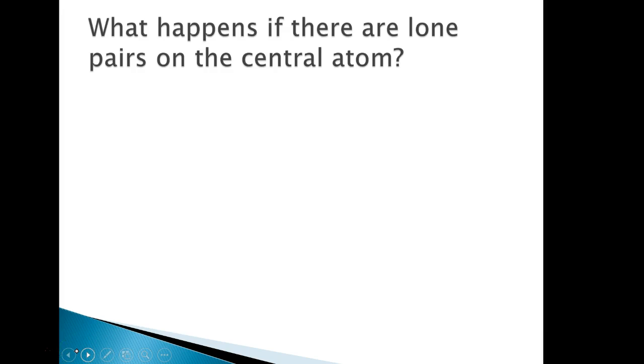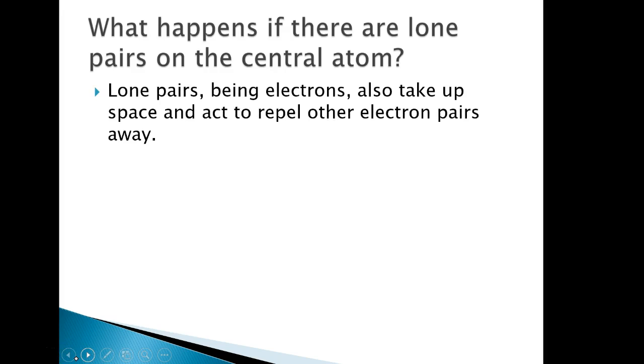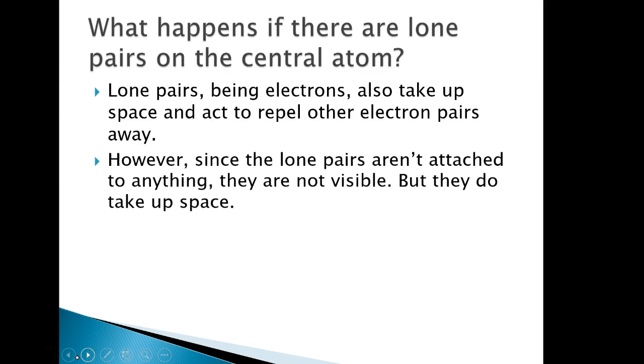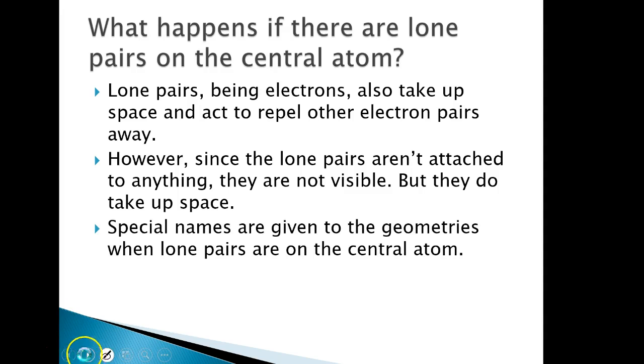So what happens if you have dots? Because none of the ones I've given you before, what if you have lone pairs on the center atom? Well, the idea is, because they are electrons, they also take up space, and they also push the other electron pairs around them. But you can't see them because they're not attached to anything. But they take up space, and so they get a different geometry based on the fact that they take up space, but they are not visible. And so they get special names.